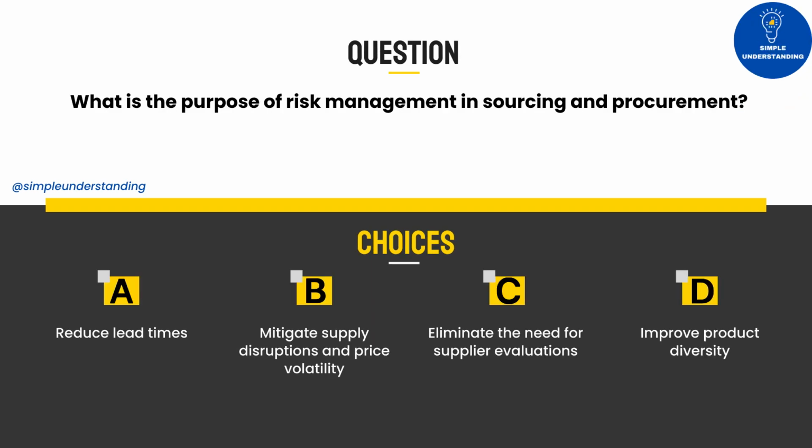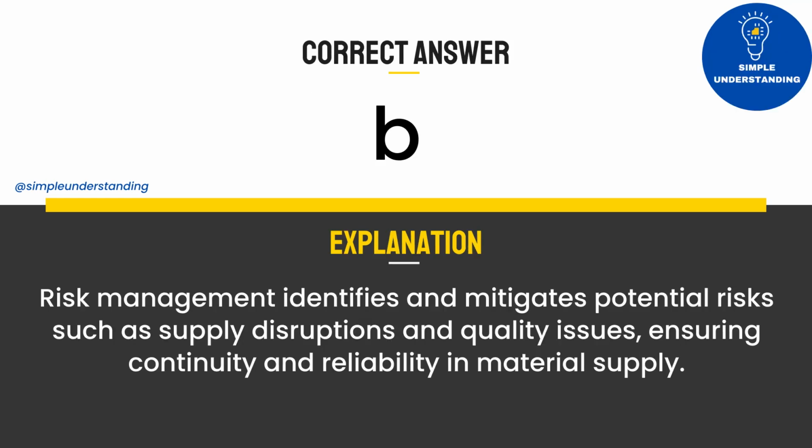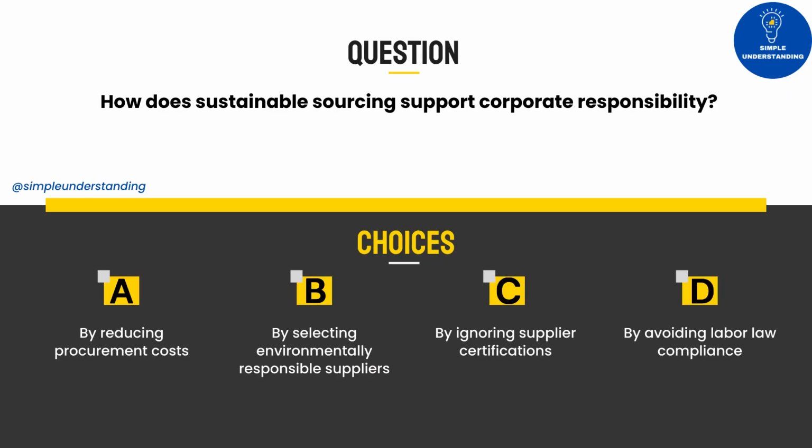5. What is the purpose of risk management in sourcing and procurement? A. Reduce lead times. B. Mitigate supply disruptions and price volatility. C. Eliminate the need for supplier evaluations. D. Improve product diversity. Answer. B. Explanation. Risk management identifies and mitigates potential risks such as supply disruptions and quality issues, ensuring continuity and reliability in material supply.